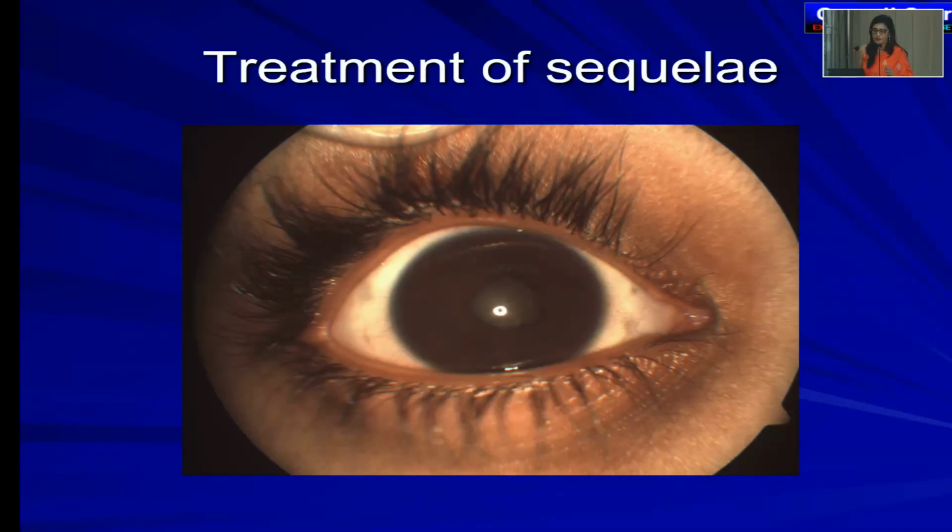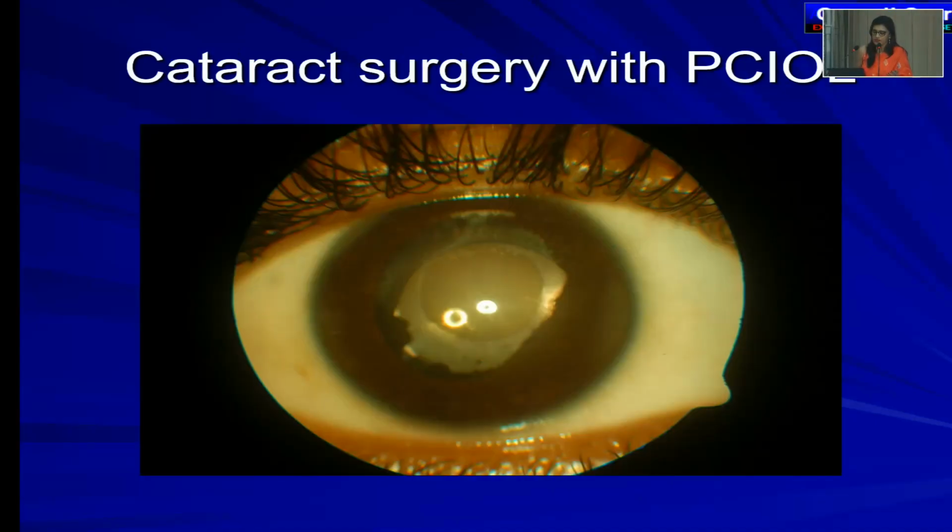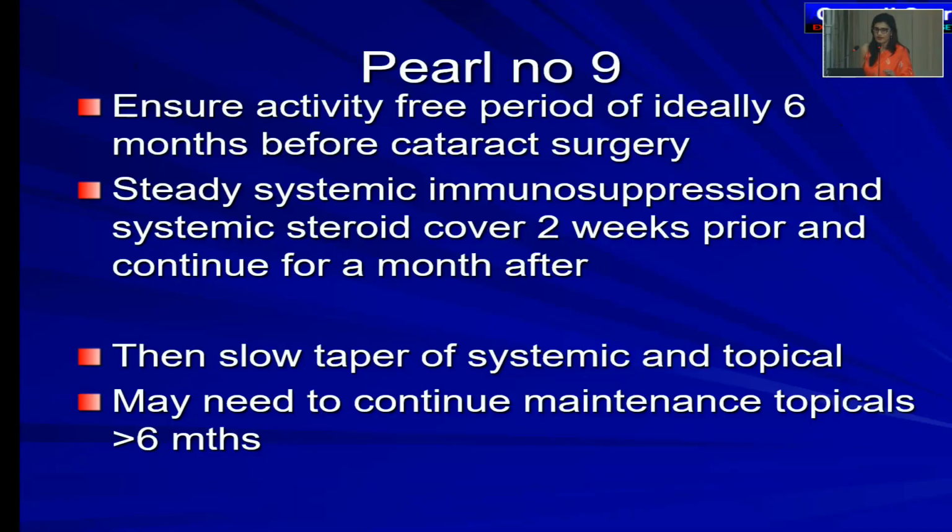The next important part of our treatment is treatment of the sequelae. The BSK needs to be treated, the cataract needs to be treated. So cataract surgery with posterior chamber intraocular lens implantation is possible in these children. They do not have to be left aphakic like we were doing before, but you have to ensure an activity-free period of at least 6 months before cataract surgery, steady systemic immunosuppression, and give systemic steroid cover 2 weeks prior and continue for a month after.